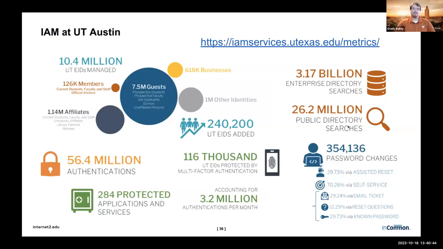I also included this slide to show you a bit about the scale and size of IAM at UT Austin. The University of Texas is rather large. This data is, I believe, current as of December 2022 or January 2023, so we're getting ready to refresh it in a couple of months. But at the time, we had close to 10.5 million identities under our care. You can see all the other very large numbers there. If you'd like to look at this yourself, I included a link to iamservices.utexas.edu/metrics, where you can view that, as well as a lot of other information on our IAM services page.